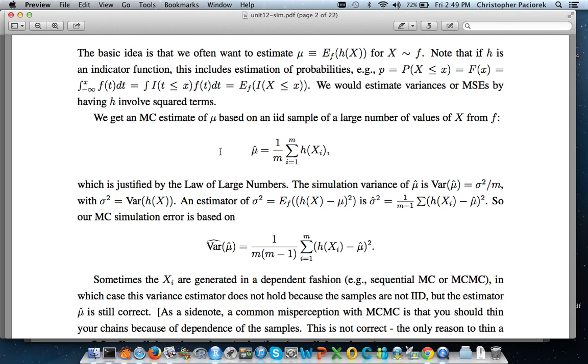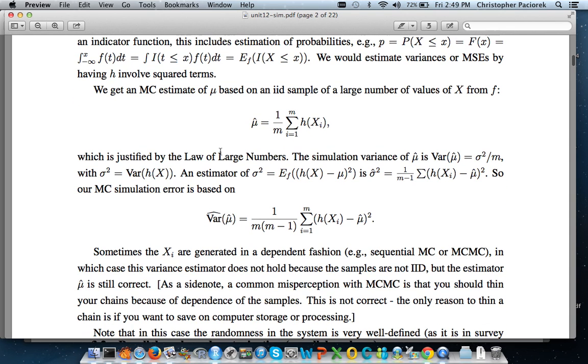Okay. So any questions about that? Yeah. How do you compute the sigma hat? How do I compute it?